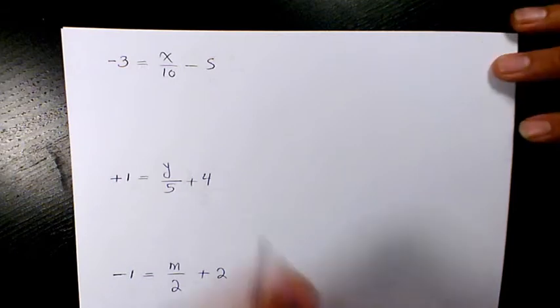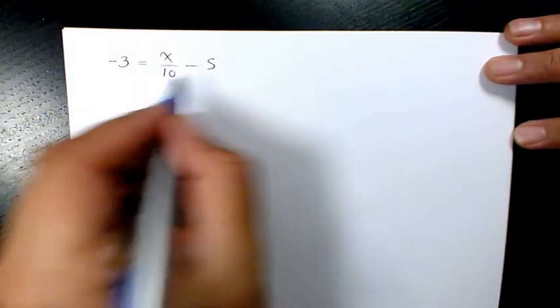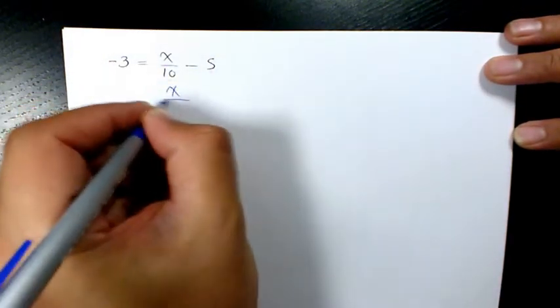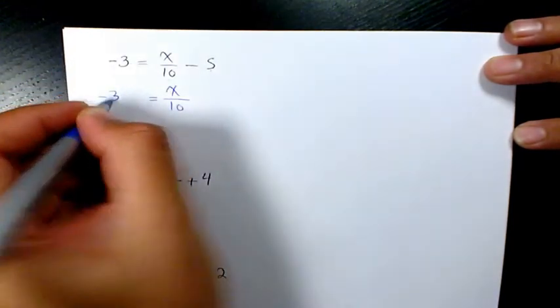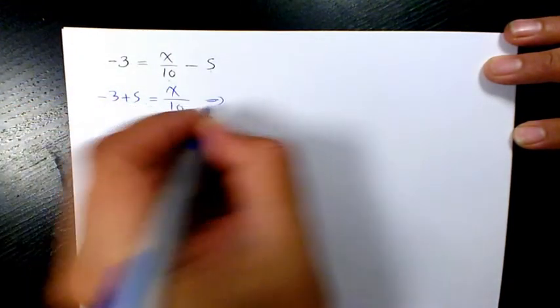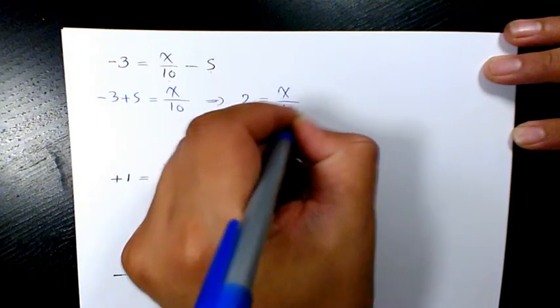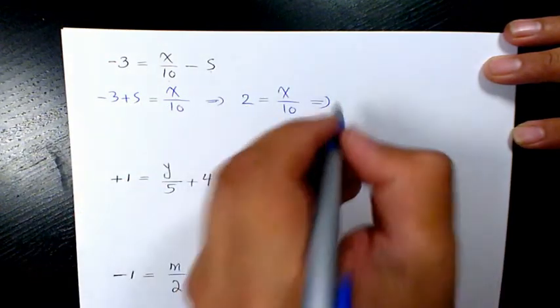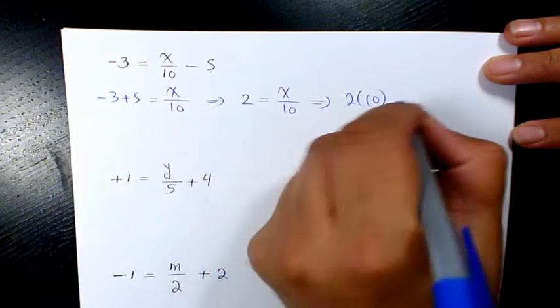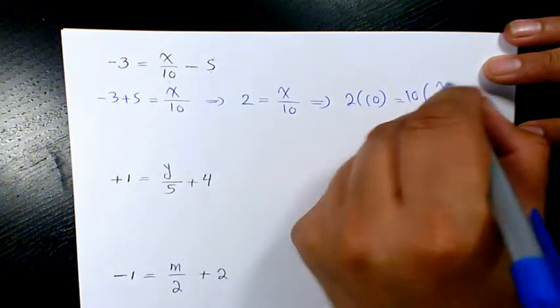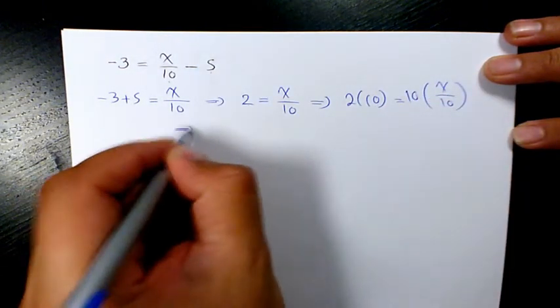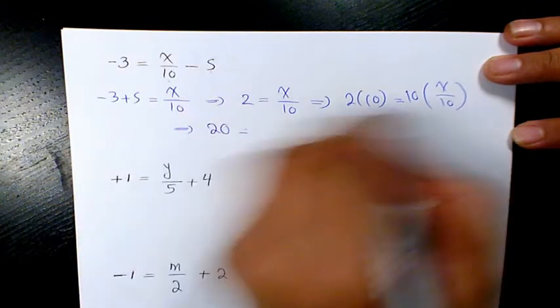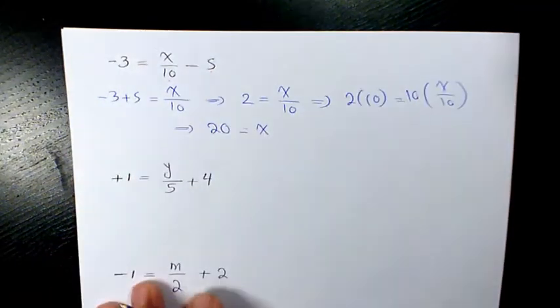Next one. Negative 3 equals x divided by 10 minus 5. So I have x over 10, negative 3 plus 5, which will be 2 equals x divided by 10. I need to multiply both sides by 10 in order to isolate x. So 10 times x over 10. 2 times 10 is going to be 20. 10x divided by 10 is going to be x, so x will be equal to 20.